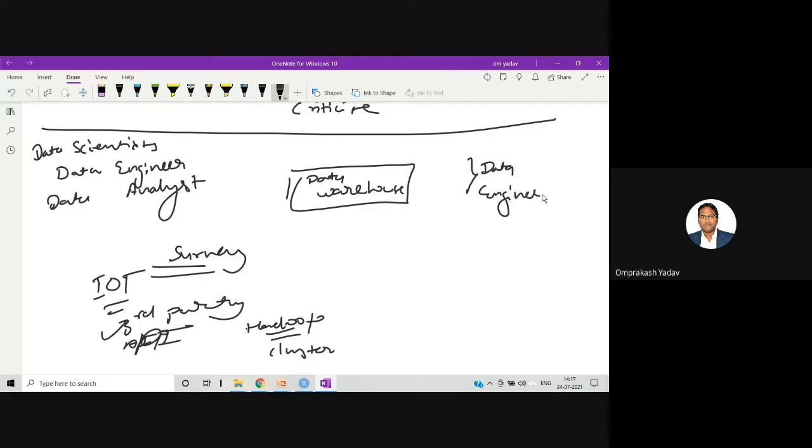So the data engineer is going to maintain the data, collect the data, and store it in a proper format. They look after the maintenance of the data. Once the data is gathered, it can be used for exploratory data analysis.